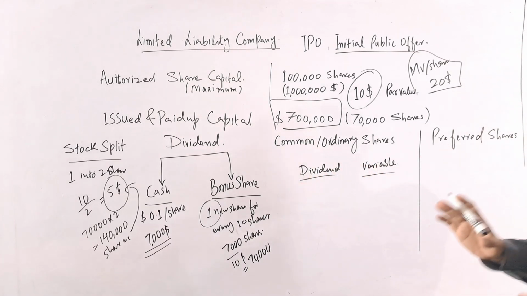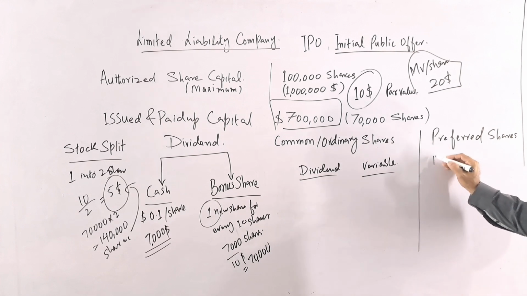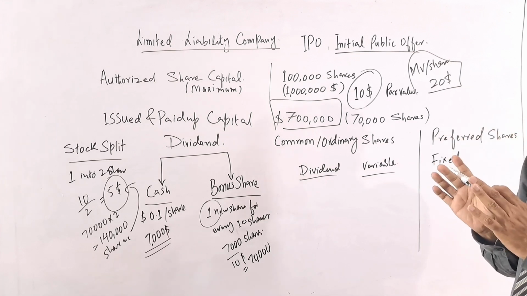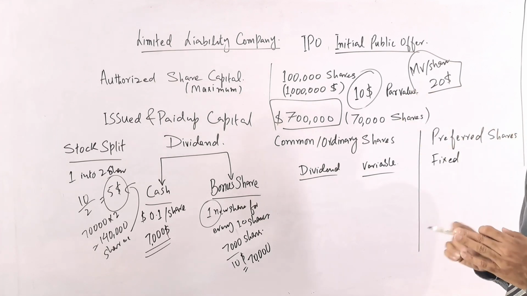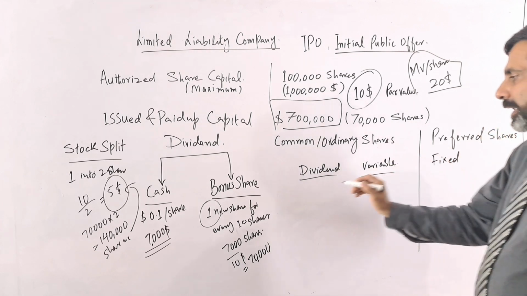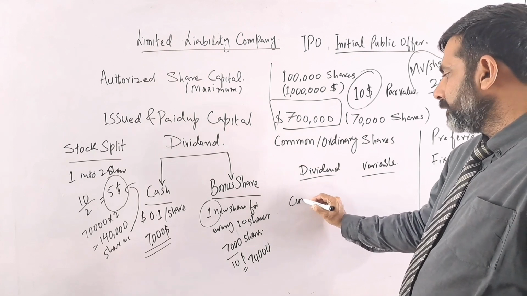But in the preferred shares, the dividend will normally be fixed. This can be an amount, or it can be a percentage, like 10% of the par value or $1 per share. So it will be fixed. The next thing is the cumulative dividend.